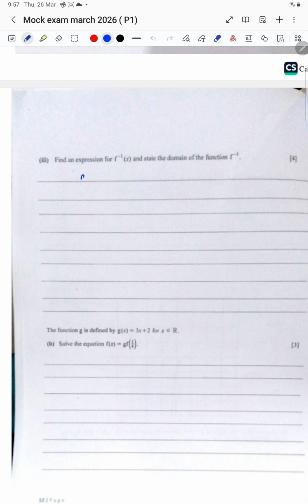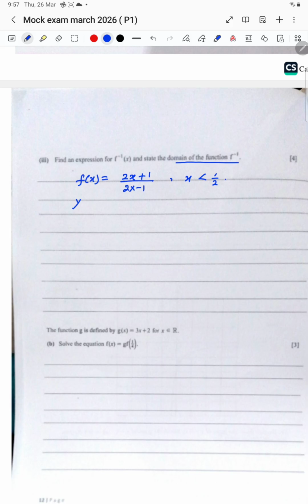It is given that the original function f of x is 2x plus 1 over 2x minus 1, with x less than 1 by 2. That is the domain of the function, and we have to calculate f inverse of x and the domain of f inverse. And we know the domain of f inverse will equal the range of f. So here let's start.